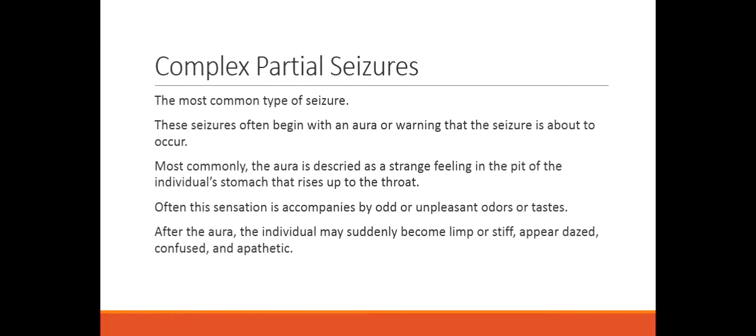Complex partial seizures. Complex partial seizures are the most common type of seizures. These seizures often begin with an aura or warning that the seizure is about to occur. Most commonly, this aura is described as a feeling in the pit of the individual's stomach that rises up to the throat. Often this sensation is accompanied by odd or unpleasant odors or tastes. After the aura, the individual may suddenly become limp or stiff, appear dazed, confused, and apathetic.